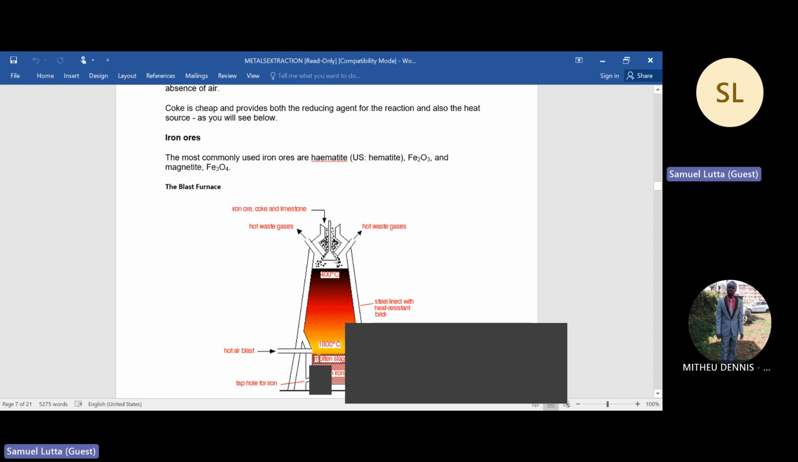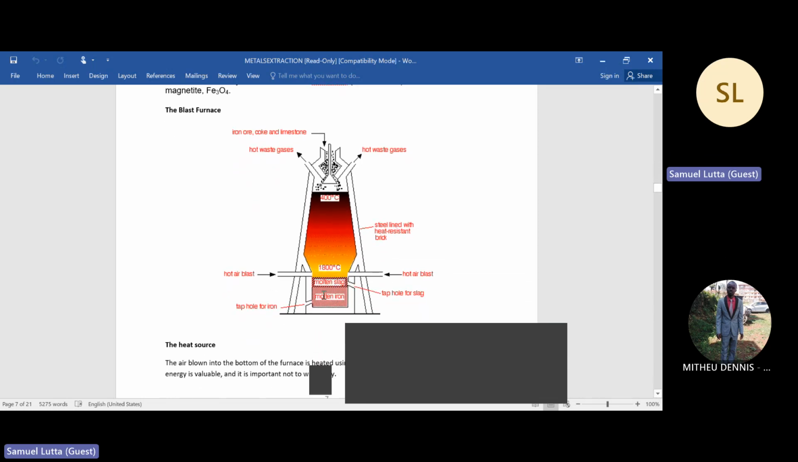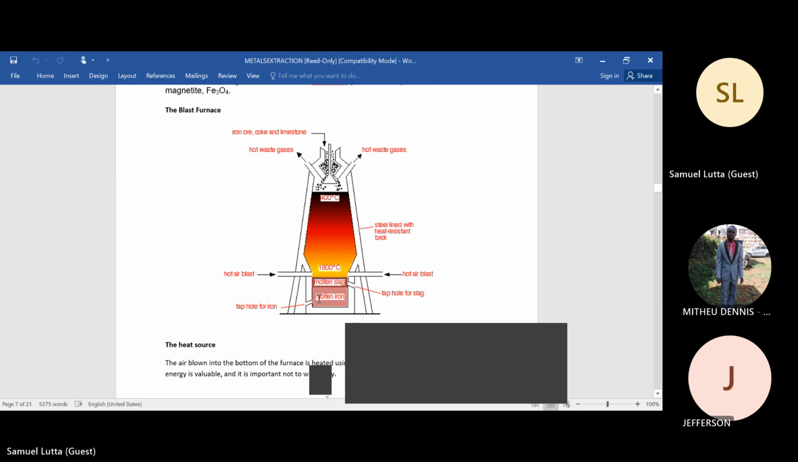You can see with the furnace that as you go up, the temperature reduces. The highest temperature is at the bottom, but as you go up, it reduces. Once you have formed your product, there are also some waste gases which will be released up here, and you are going to get your product down there. The product will be formed either as molten slag or molten iron. Iron is denser, so it will normally stay at the bottom, and then the slag will be up here.